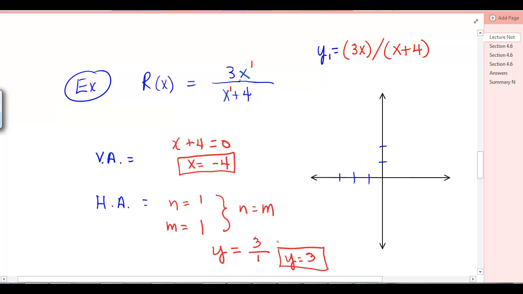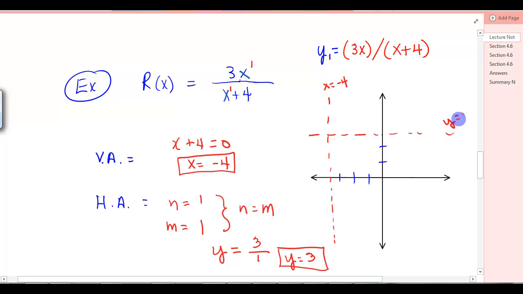So if you had to graph this by hand, you would come over here to a graph and you would put in these two as dotted lines. So x equals negative 4 would be right about here. And then at y equals 3, you would be up here.